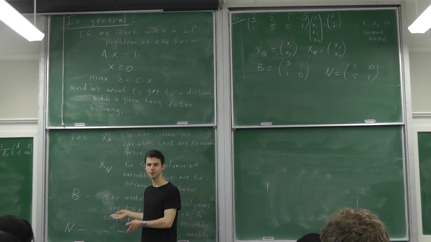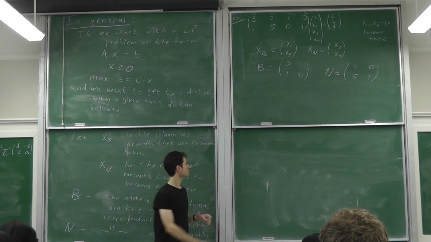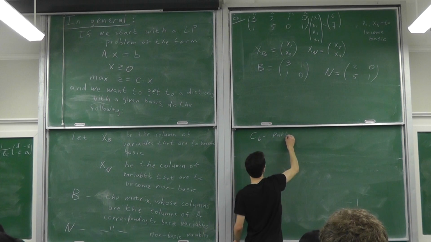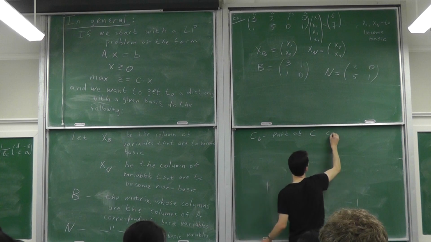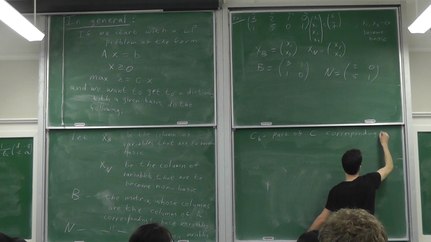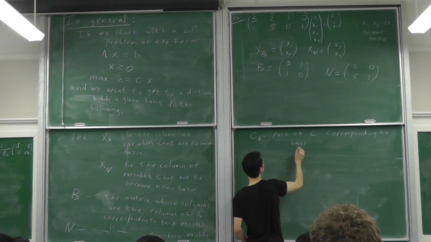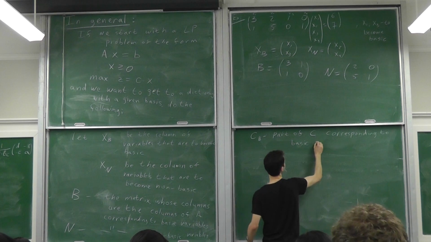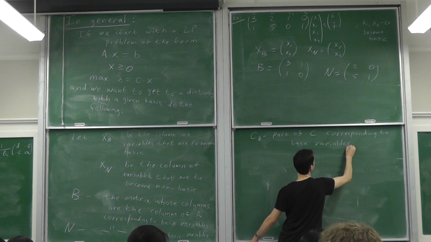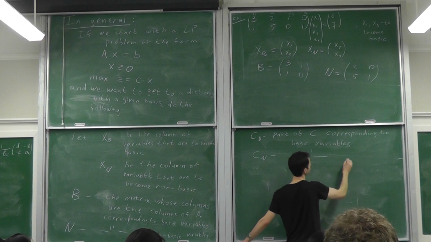Well, we have to do a similar thing to the vector of coefficients in Z. So we have C_B be the part of C corresponding to basic variables. And C_N will be the same for non-basic variables.